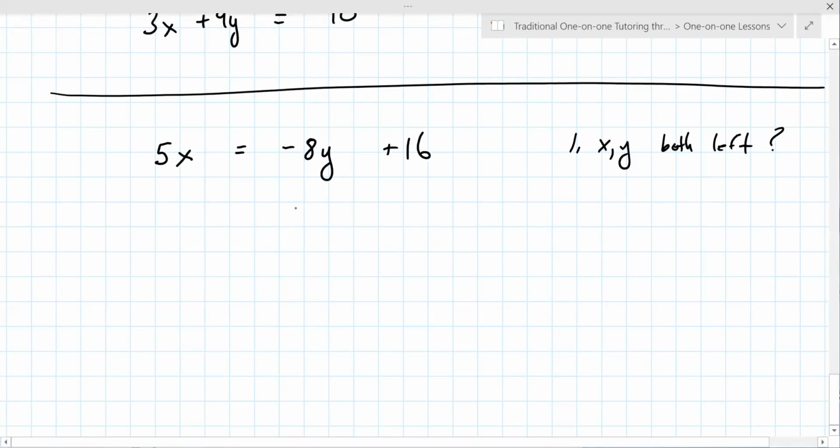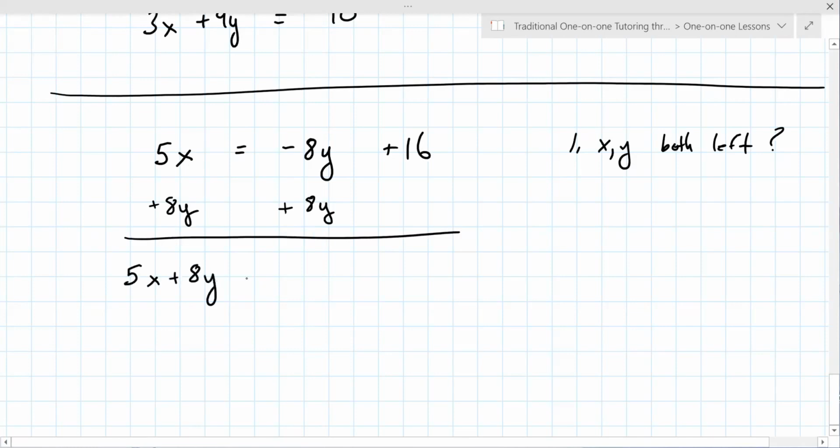So how do you move it? Put positive 8 on the right. So you add 8y to both sides. So on the left here, it's 5x plus 8y. 5x plus 8y equals 16. Very good.